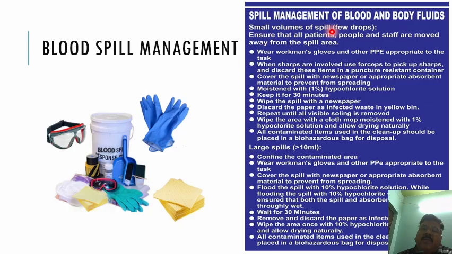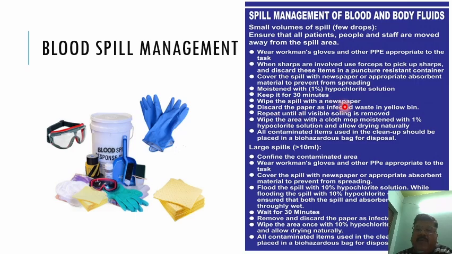If there is a small volume of spill, a few drops, ensure that all patients, people and staff are moved away from the spill area. We should put the board of blood spillage. Then wear workman's gloves and other PPE appropriate to the task. When sharps are involved, use forceps to pick up the sharps and discard these items in a puncture-proof container. Cover the spill with a newspaper or appropriate absorbent material to prevent it from spreading. Moisten with 1% hypochlorite solution. Keep it for 30 minutes. In some, they have mentioned 20 minutes. In some, they have mentioned 10 minutes.